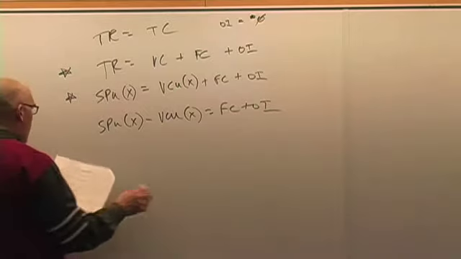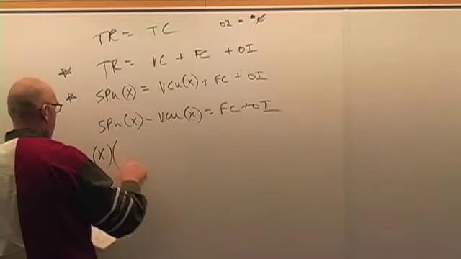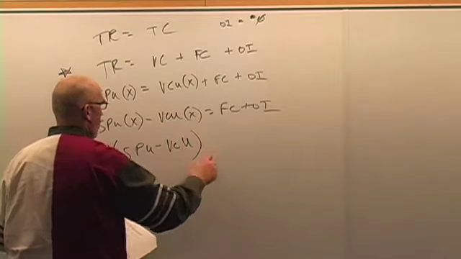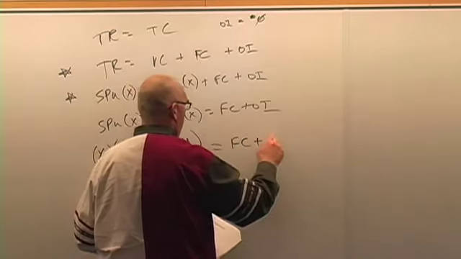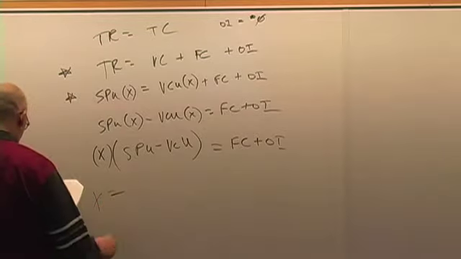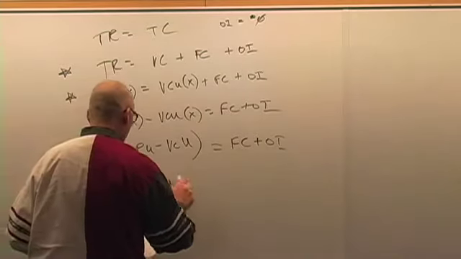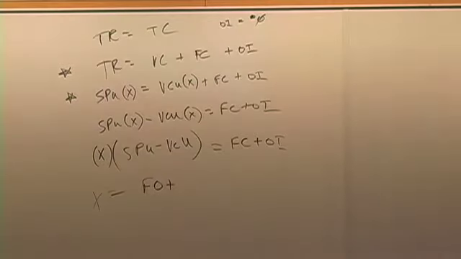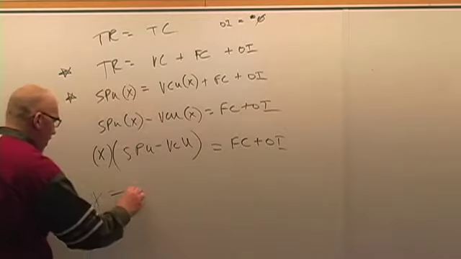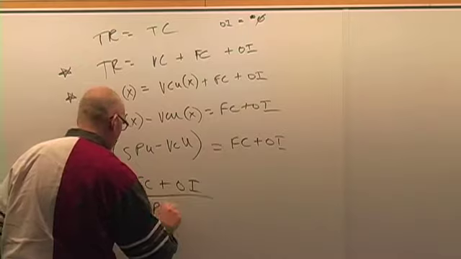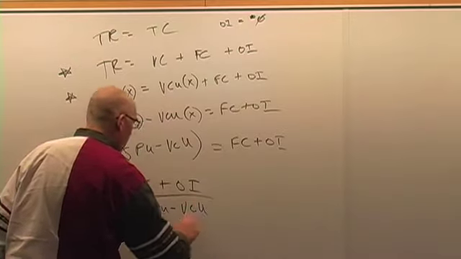And then I want that x all by its lonesome, so we're going to go x times (SPU minus VCU) equals fixed cost plus operating income. Sounds like diseases when I say it that fast. X equals fixed cost plus operating income over selling price per unit minus variable cost per unit.